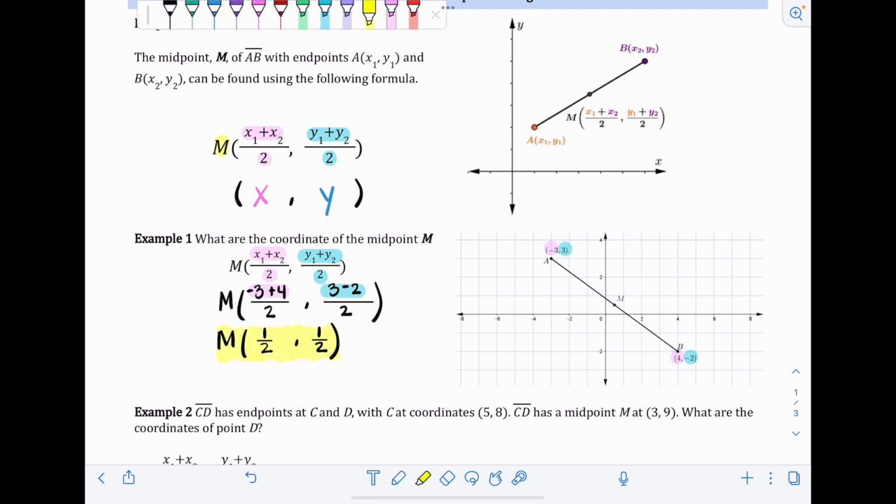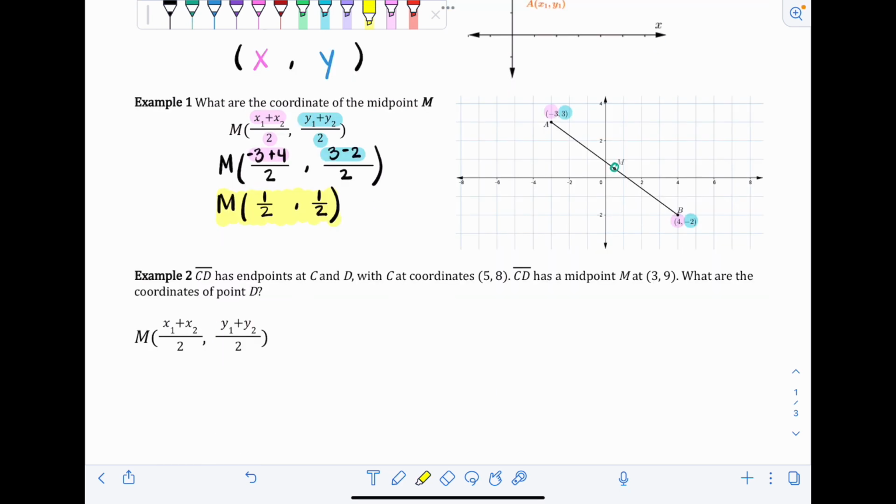You really shouldn't try to estimate the midpoint from the graph because it can be hard to get it exact. But once you get your answer, you should look at the graph and make sure it makes sense in context. So the point (1/2, 1/2) is on the line, and it looks like it's in between point A and point B. If you messed up a negative and it gave you (-1/2, 1/2), that would be an indicator that you did something wrong, because it doesn't look like it's on the line, and the midpoint has to be on the line segment. So once you get your midpoint, just make sure it makes sense in the context of the problem.